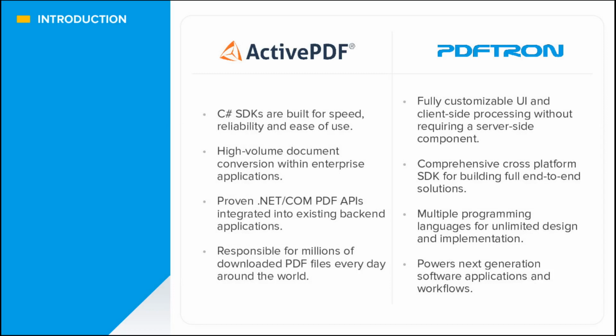So just a bit of background about Active PDF and PDF Tron in terms of our technology stacks from a high level. Active PDF offers C# SDKs that are really oriented for performance, solid reliability, and overall ease of use. Very easy to use SDKs with APIs that developers find very intuitive. It's geared towards high volume document conversions, the kinds of conversions that would be relied on by enterprise level applications. They're built on top of .NET and also COM, with COM bindings.